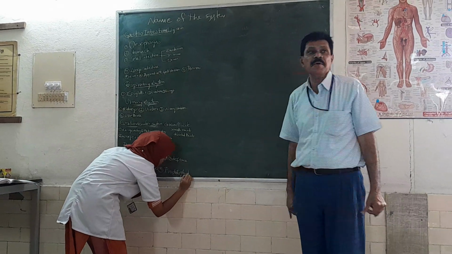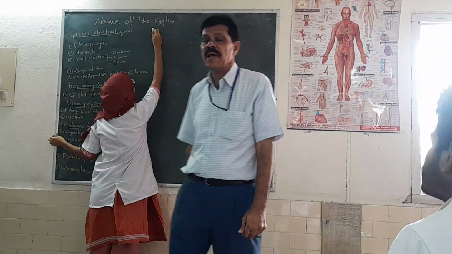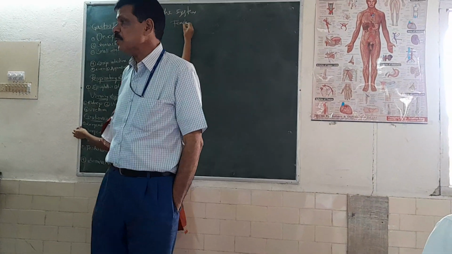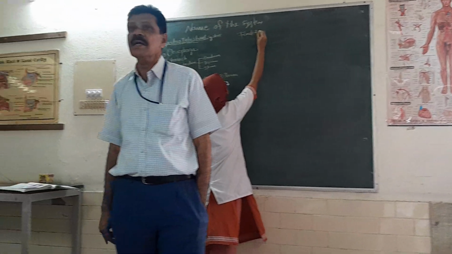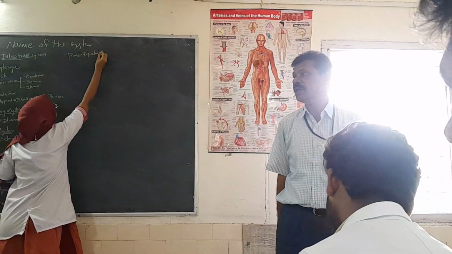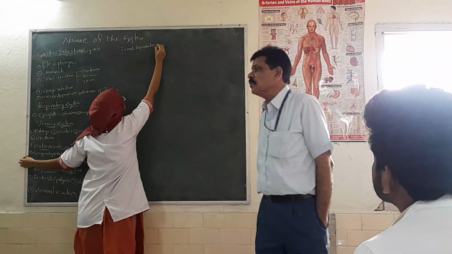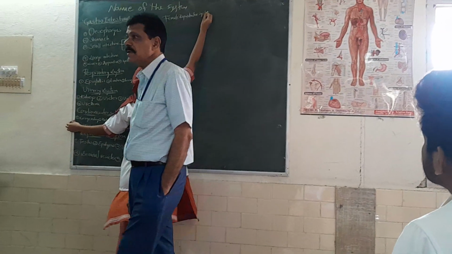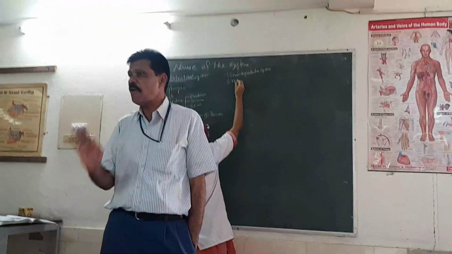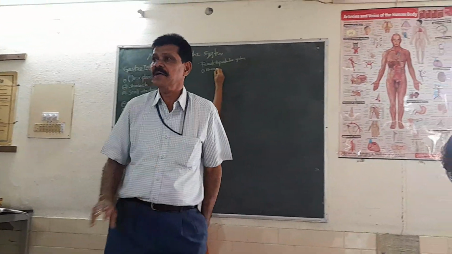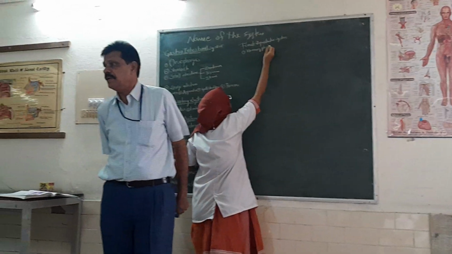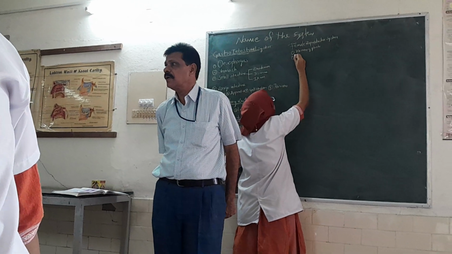So the female reproductive system, what will be there? Mammary glands are there, both active mammary gland and inactive mammary gland, and also uterus, fallopian tube, and ovary. Ovary, uterus, fallopian tube, and mammary gland. Some more are also there.